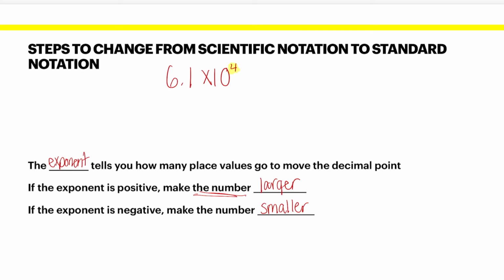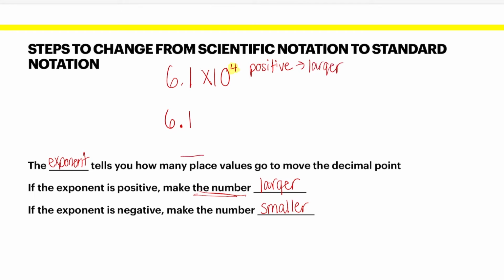So we're going to start doing this one. I'm going to write 6.1 below here just so that we don't get it mixed up in the other stuff here. Now, like I said, we have an exponent of 4. So we are going to take this decimal and we're going to move it 4 place values. And since it's positive, which it is, we're going to make our 6.1 a larger number.